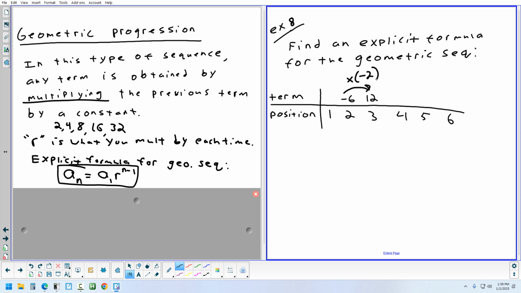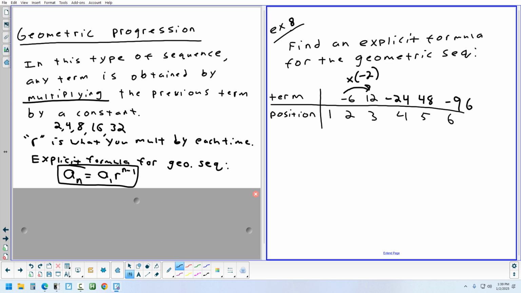So if they wanted, what's the fourth one going to be? -24. And the fifth one? Positive 48. And the sixth one? -96.